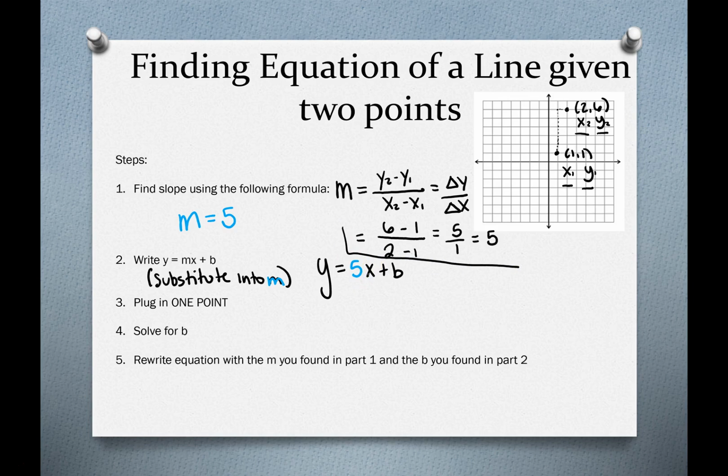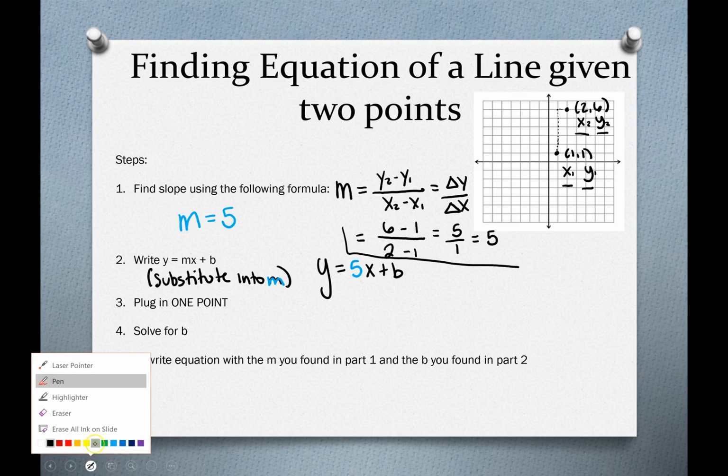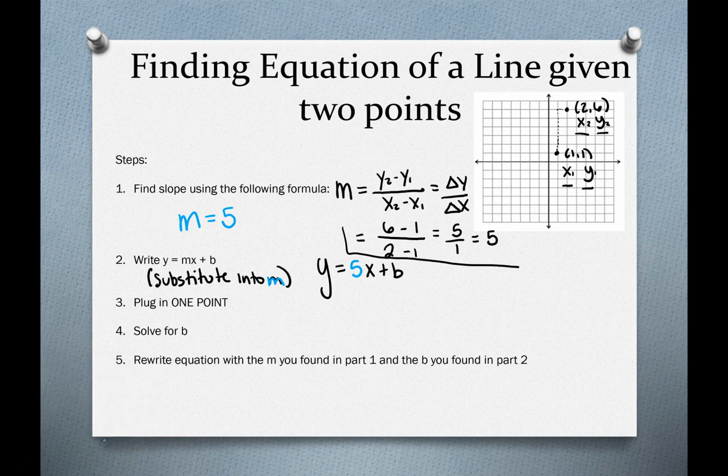Next thing we're going to do is we're going to plug in 1 point. And I'm going to just highlight that point in green. And it doesn't matter which one you choose. Let's go ahead and choose the 2, 6. And so I'm going to put in for my y value is 6. So that's going to be a 6.